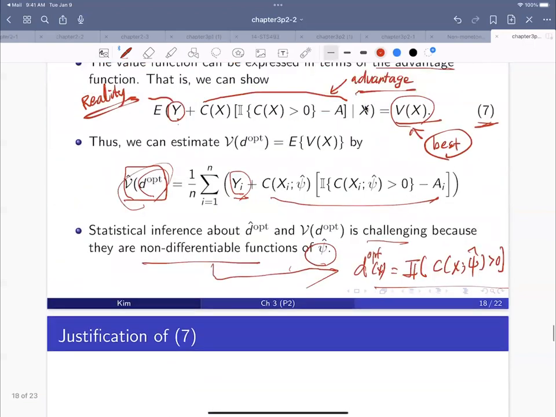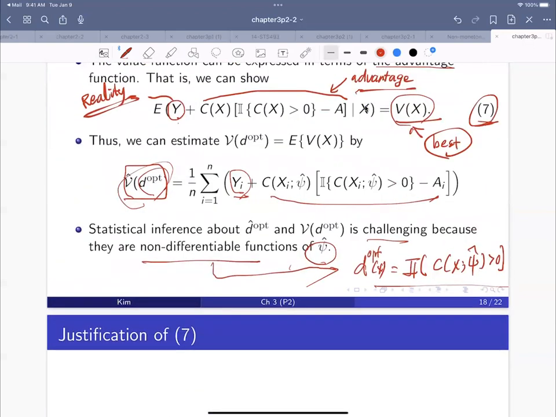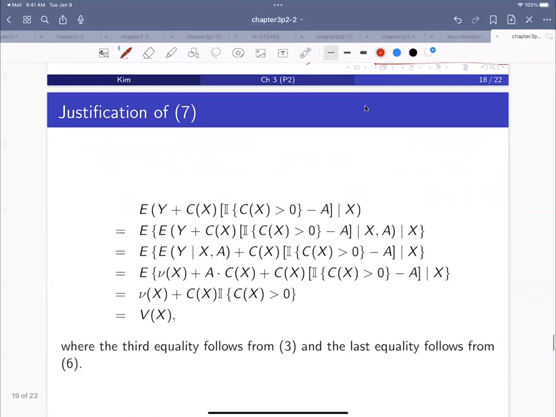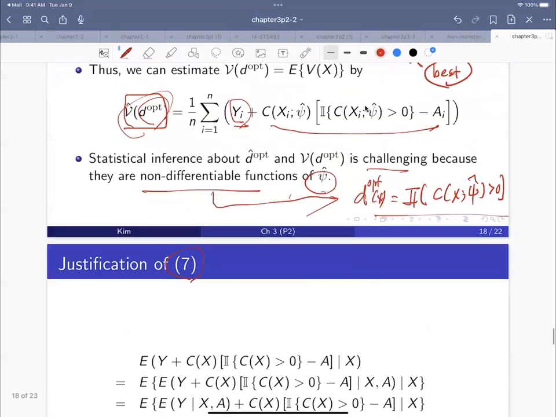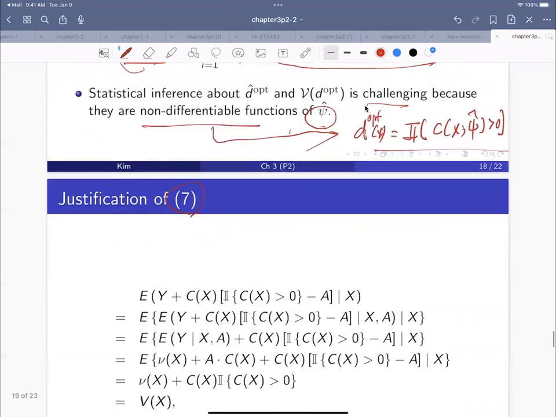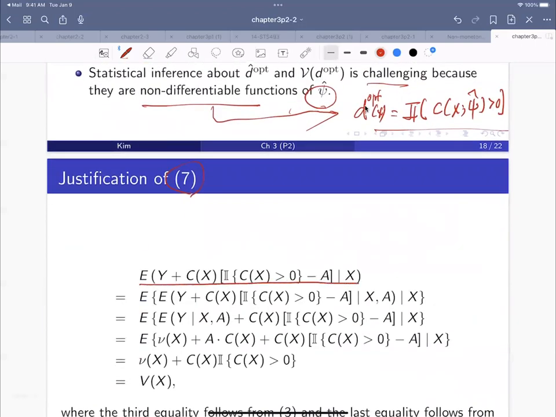Okay, so now you are in a position to show equation 7. So how to prove 7? Okay, so that is what you want to show. Let's prove that. This is what we want to compute.